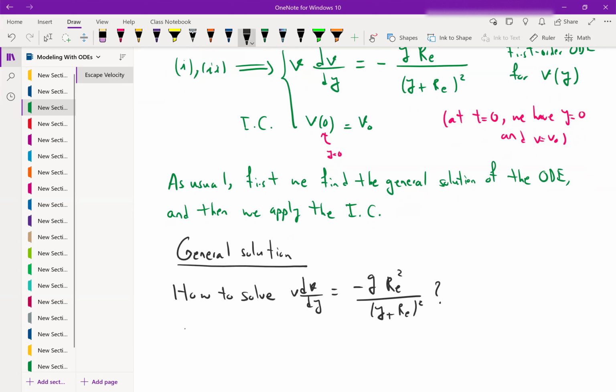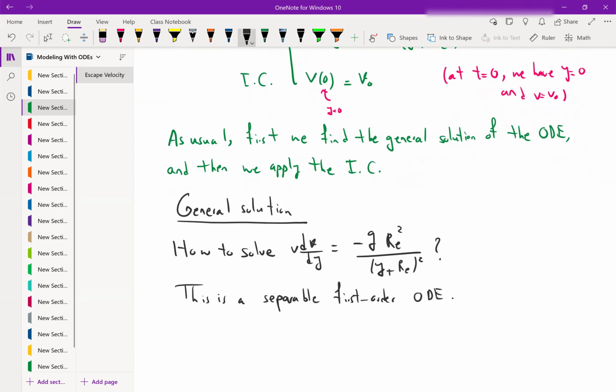How to solve this? This is a separable first order ODE. Here we don't have constant solutions. We just need to separate the variables and then integrate. So I'm going to separate the variables. v dv is equal to negative g re squared divided by re plus y squared, y plus re squared, the same thing, and then dy here, and then I can integrate both sides.